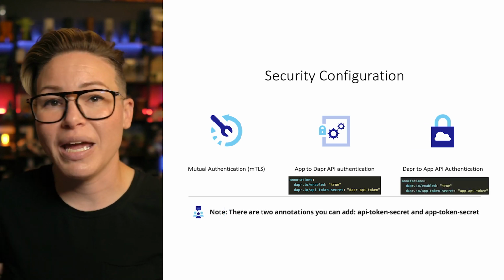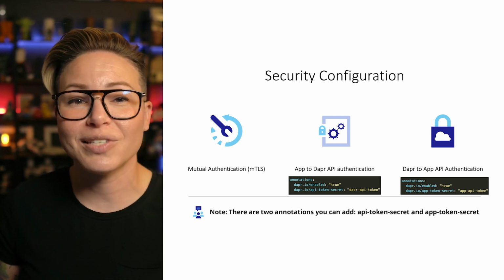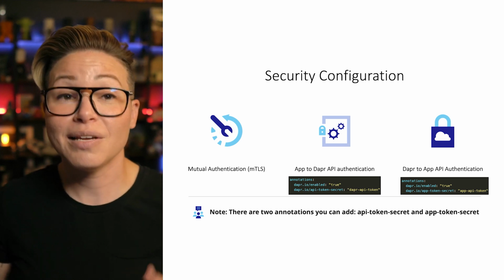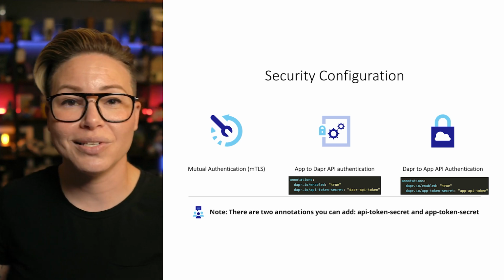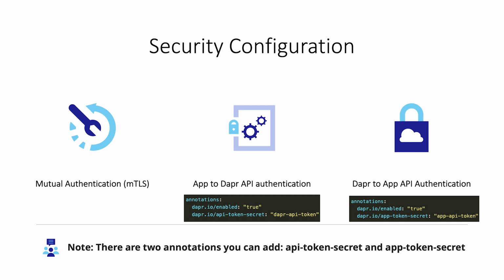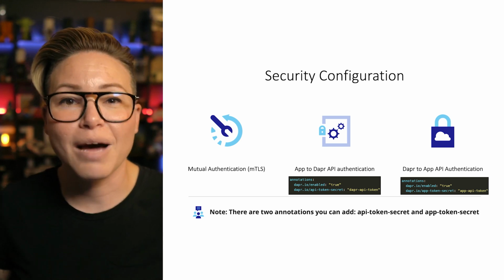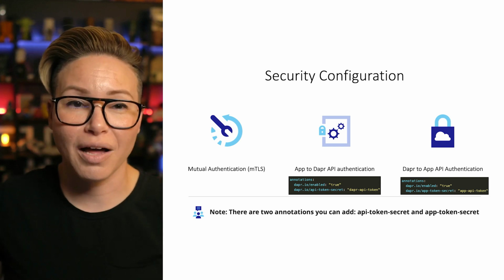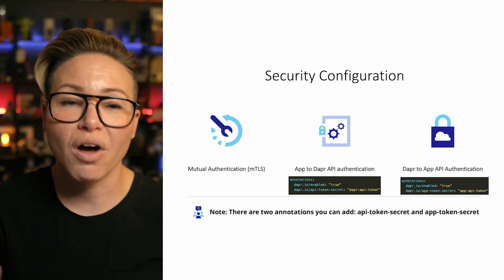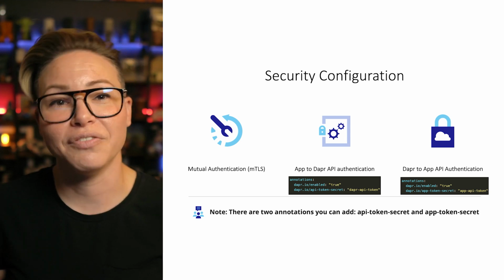Finally, there is Dapr to app API authentication, which is the communication between Dapr and your app. This ensures Dapr knows it's communicating with an authorized app. Similar to app to Dapr auth, this also uses a JWT token, and again can be referenced using a simple annotation. Note, there are two annotation examples here. One is API token secret, and the other is app token secret. To recap, app to Dapr auth secures the Dapr API from unauthorized application access, whereas Dapr to app auth ensures that Dapr knows it's communicating with an authorized application. A production-ready deployment should include both of these authentication configurations.